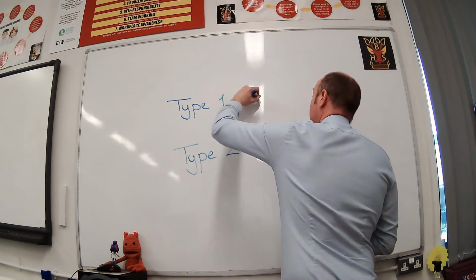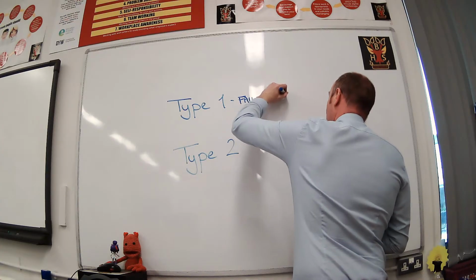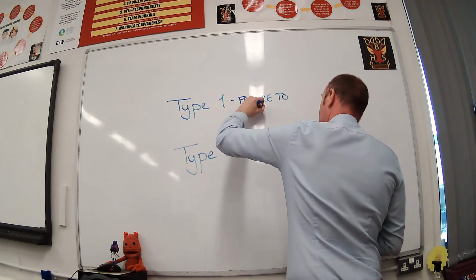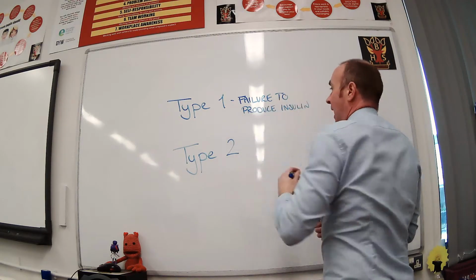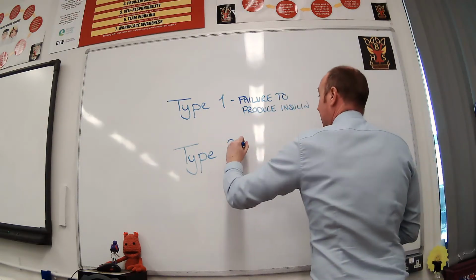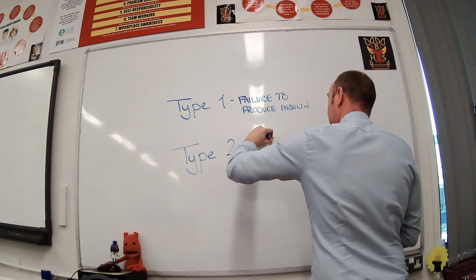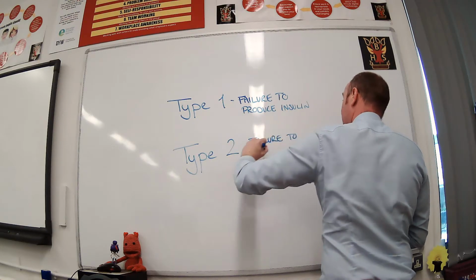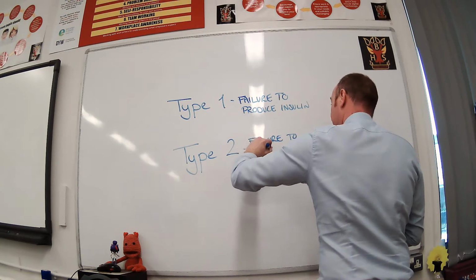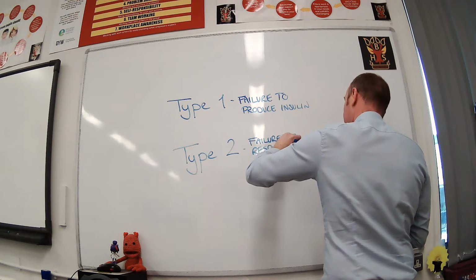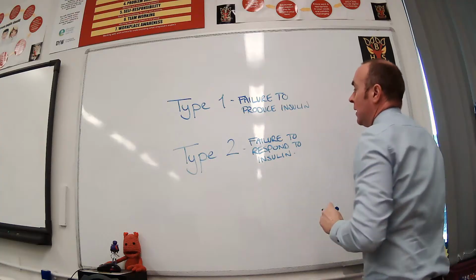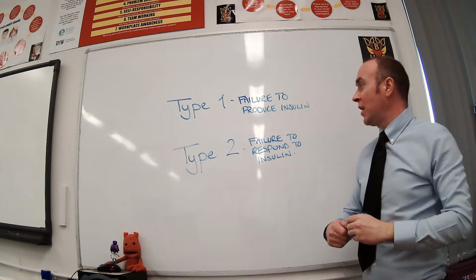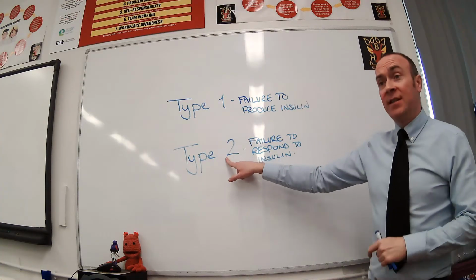Type 1 diabetes is a failure to produce insulin, and type 2 diabetes is a failure to respond to insulin. And so they're very different from each other. And type 2 diabetes can be undone.